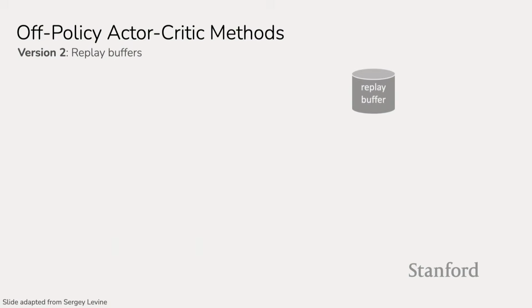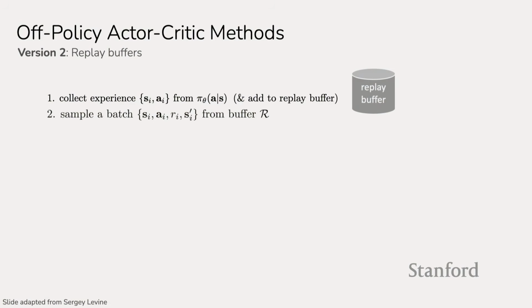Walking through this, we start with an empty replay buffer. We then collect experience from our policy and add that to the replay buffer. Then we sample a batch, a transition: state, action, reward, and next state, from the replay buffer. There's a small probability this could be exactly what we just sampled, but otherwise it'll be something randomly sampled from our previous experience.